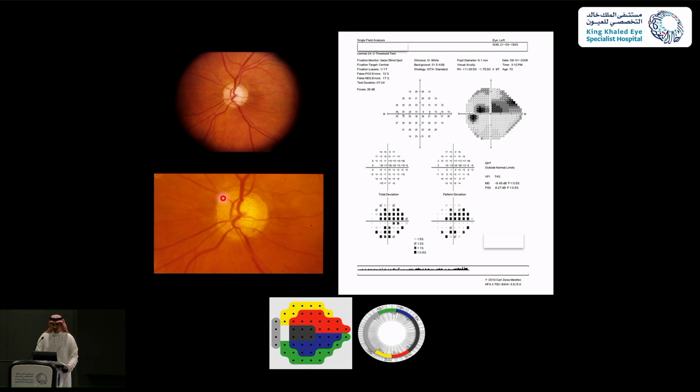When you look at the disc photo, you will see that the patient lost the superior rim and part of the inferior rim. And when you correlate it on the Garway-Heath map, you will have corresponding changes in the visual field test. Now, to quantify it or to comment on this visual field result, the patient is having -8 or -6 mean deviation changes, which is mild to moderate, and a pattern standard deviation of 6 to 8.